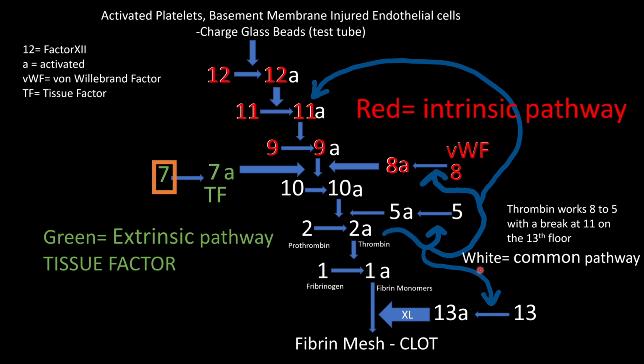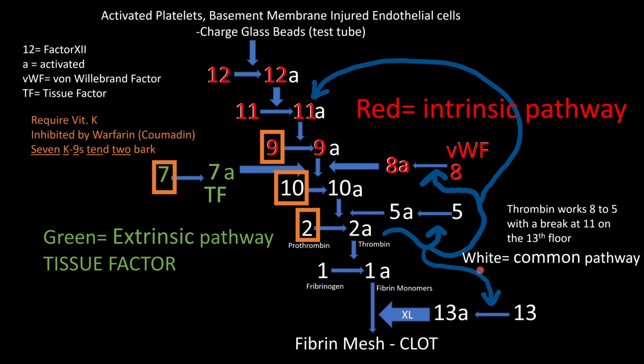One last thing, these orange boxes around 7, 9, 10, and 2, all of these factors require vitamin K, which is blocked by the blood thinner warfarin. And here's a nifty mnemonic for you. 7 canines tend to bark. Factors 7, 9, 10, 2, all require vitamin K.